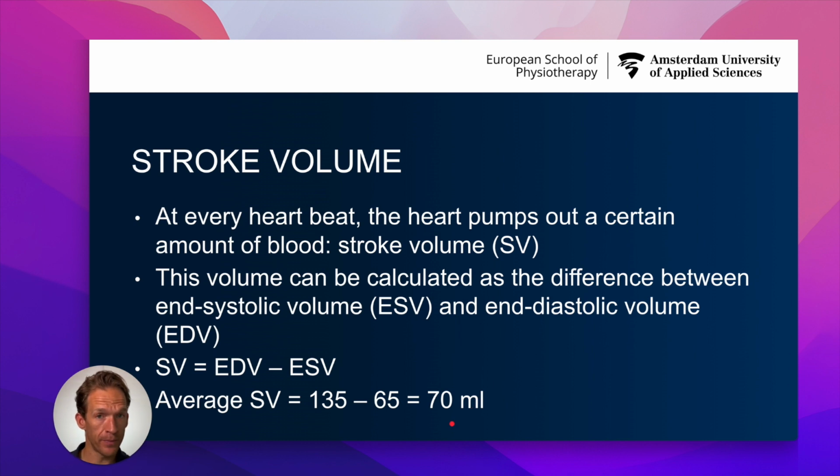For an average person, as you saw on the table, stroke volume is around 70 milliliters per beat at rest. And here you can see that it's calculated by having 135 milliliters of end diastolic volume and the amount remaining after the systole, the end systolic volume, of 65. That will give you 70 milliliters of blood pumped out every beat.